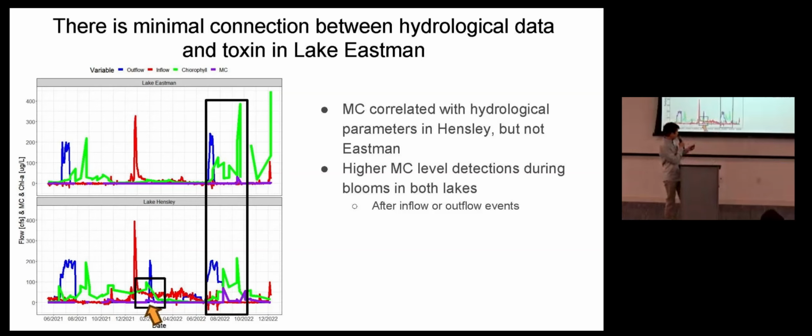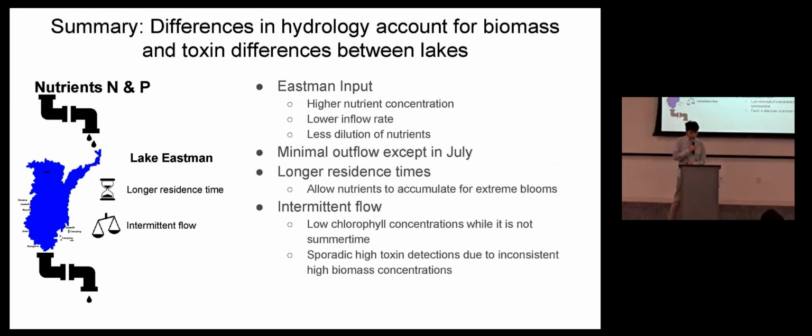And then summarizing all of this, we have a diagram that summarizes the toxin, hydrology, and chlorophyll that we just talked about. So we have more input into Lake Eastman. The input into Lake Eastman has higher nutrient concentrations with a lower inflow rate, causing less dilution of nutrients in the lake. There's minimal outflow except for in July, occurring once a year, flushing the lake.